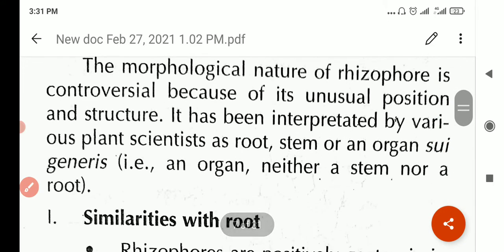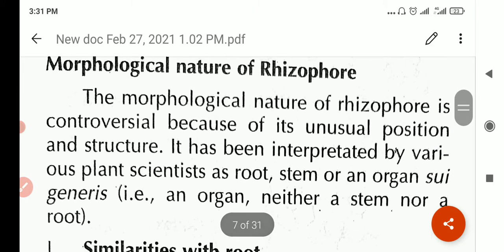Now, the morphological nature of the rhizophore: the scientists are still arguing about it because of its unusual position, because it came out from the branch. Some people say it is a stem. Some people say no, just because it came from the branch doesn't mean that it is a stem, because it behaves like a root.